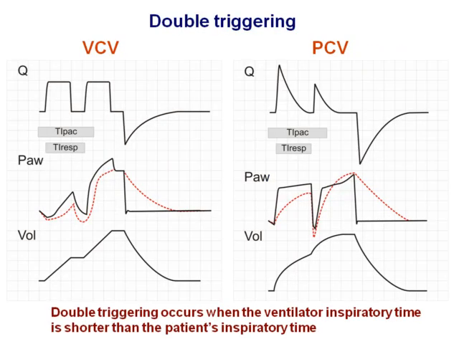Also, double trigger. Double trigger can occur in volume control, it can occur in pressure control, but the situation is different. If it occurs in volume control, it's because the neural inspiratory time of the patient is longer than the inspiratory time set in the machine. This is quite common when we want to use 6 ml tidal volume with high inspiratory flow, and then what happens is there is a double breath, and the consequence is double tidal volume.